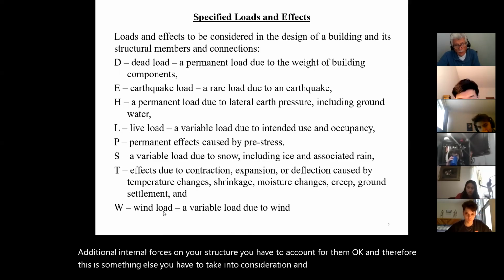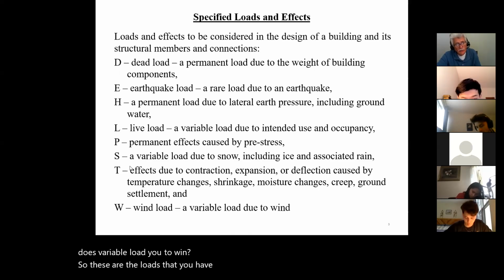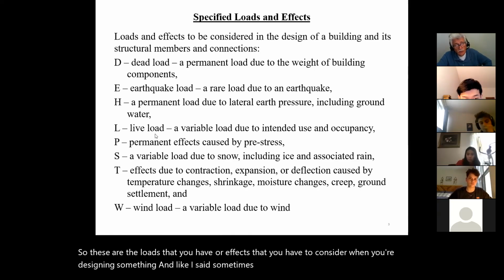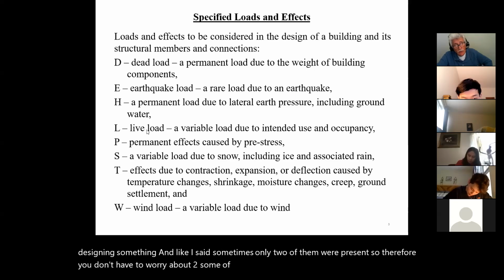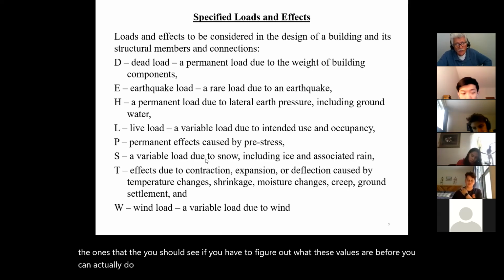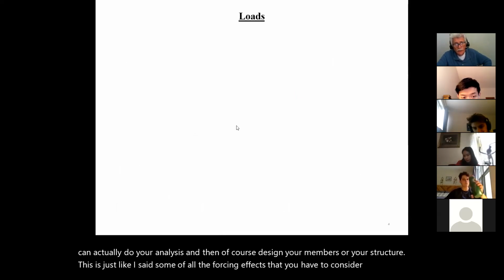And then you have wind, which is a variable load due to wind. So these are the loads or effects that you have to consider when you're designing something. Sometimes only two of them are present, so you only have to worry about two. You have to figure out what these values are before you can do your analysis, and then design your members or your structure. So this is a sum of all the forces and effects that you have to consider for structural members and for a building.